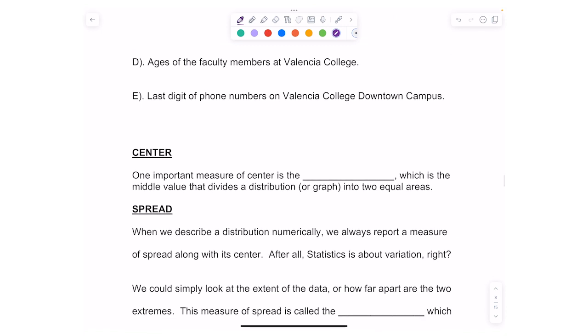The ages of faculty members at Valencia College. So we have a variety of professors that have different ages, anywhere from younger to older. But again, I would say that the center is probably about, I would say in the 40s, 50s. There's going to be few professors that are above like 70 or 75 years old and very few below 25, right? So again, I would say this is maybe slightly skewed to the right.